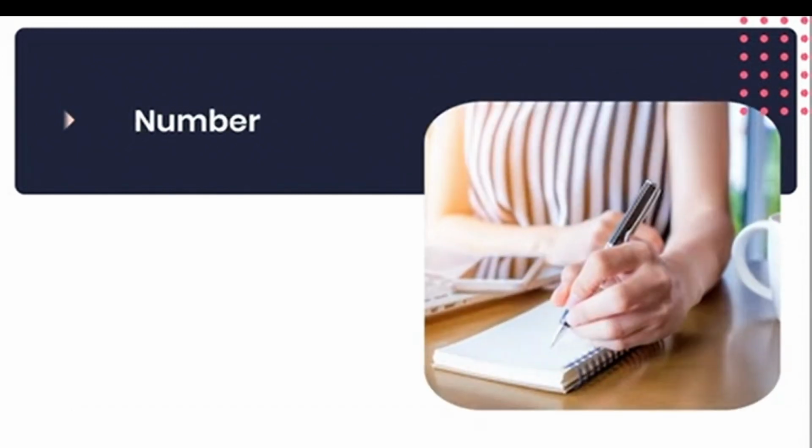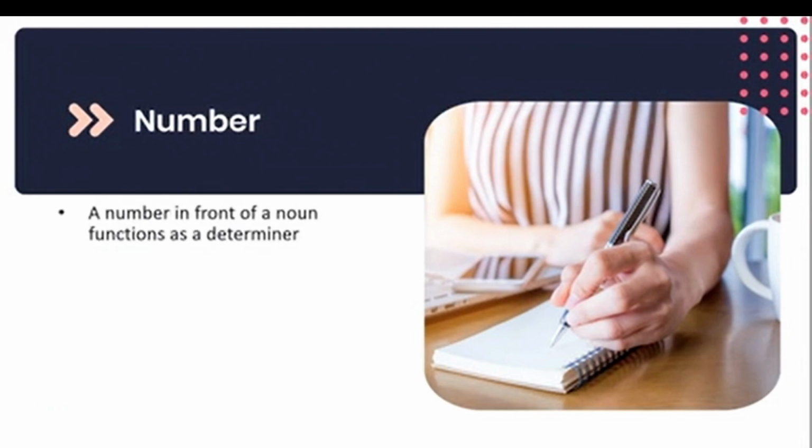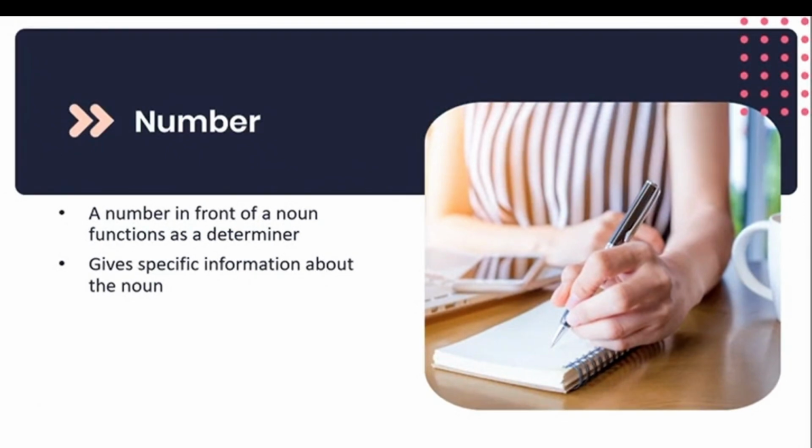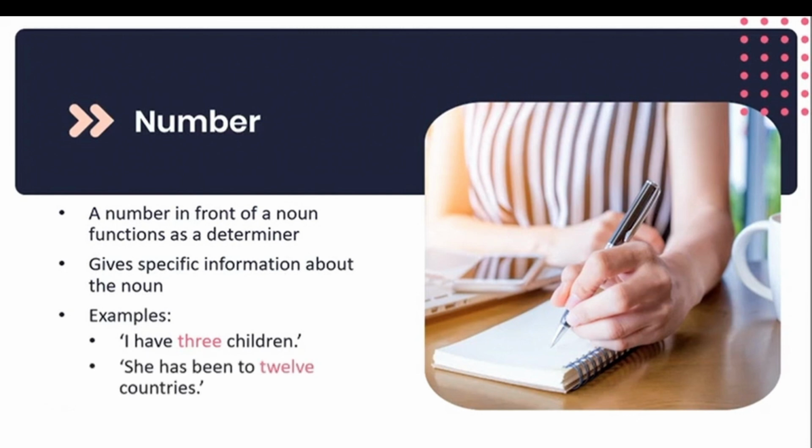Let's move on to the next type of determiner, numbers. You are probably already aware of numbers, like 1, 2, 3, 4, 100, 1000, and so on. When we place a number in front of a noun, it functions as a determiner because it gives specific information about the noun. For example, I have 3 children. She has been to 12 countries.